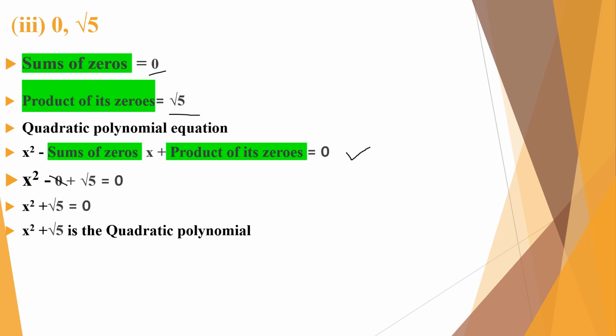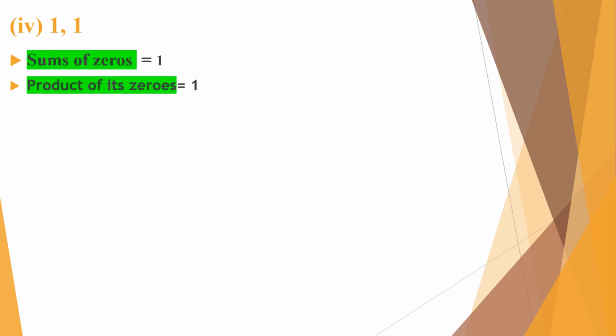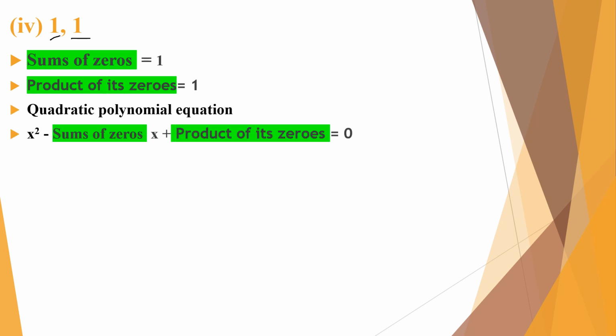Then we move on to the next sum. 1 comma 1. So sum of its zeros is 1, product of its zeros is 1. First is the sum of its zeros, then the next one is the product of its zeros. What is the quadratic polynomial equation? x square minus sum of its zeros into x plus product of its zeros equal to 0. x square minus 1 into x is x, plus 1, which is equal to 0.